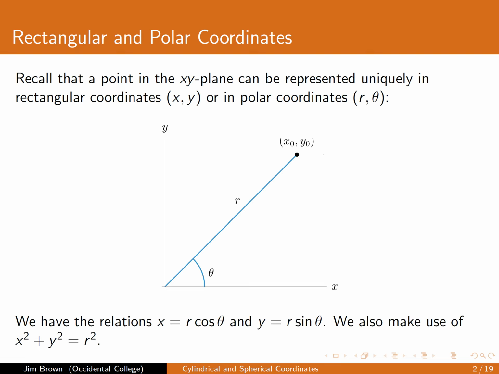So if you recall, we had these relations where x is given by r cosine theta and y is given by r sine theta. And we also made use of the fact that x squared plus y squared is equal to r squared. So these all follow just by creating a triangle from this picture here and using trigonometry.